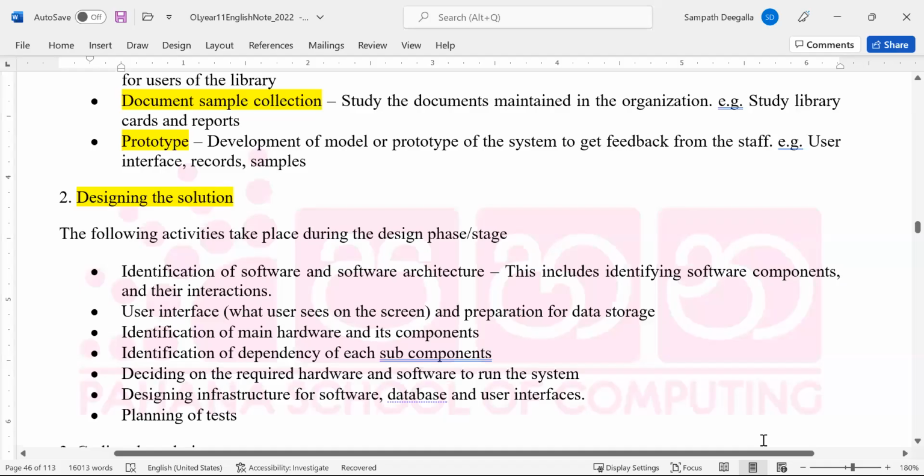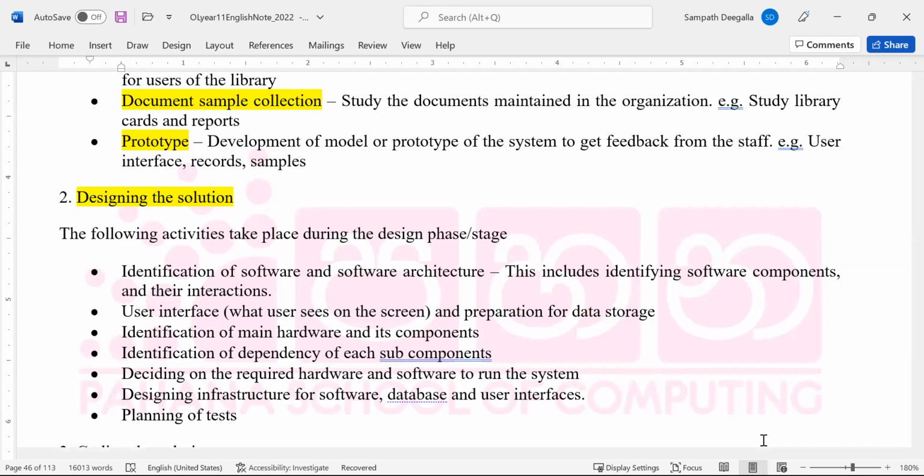Then identification of main hardware, right? Main hardware. Like what hardware systems do we need for the system to use? Nowadays, the trend goes from our own premises to cloud systems.